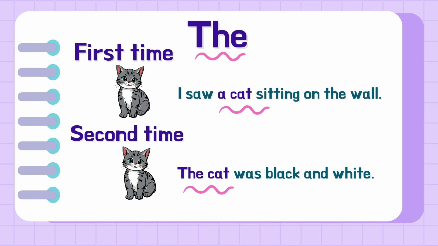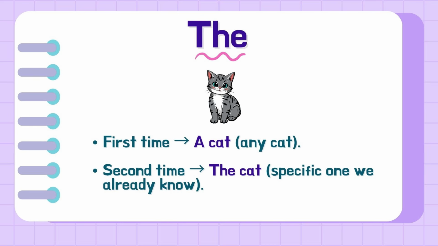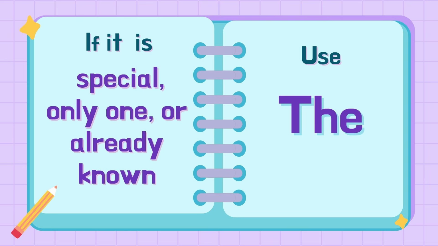I saw a cat sitting on the wall. The cat was black and white. First time we say a cat, any cat. Second time we say the cat, the same one we already know. If it is special, only one, or already known, use the. That's how we use the.